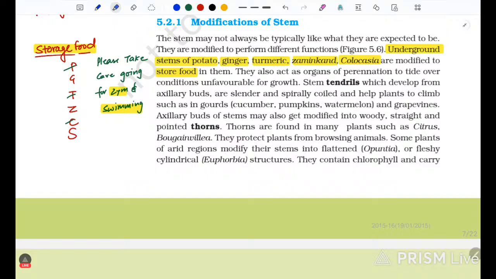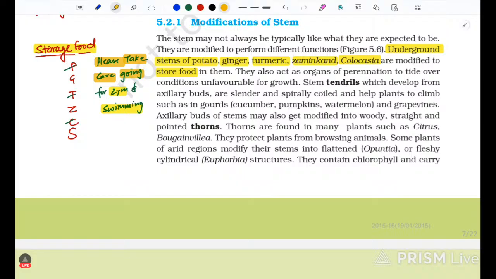So Please, P is going to be your potato. Take, T for turmeric. Then care, C for your colocasia. G for ginger. J for jamikand, and S for swimming, S for sweet potato. Okay, so these are the important things which you have to understand.